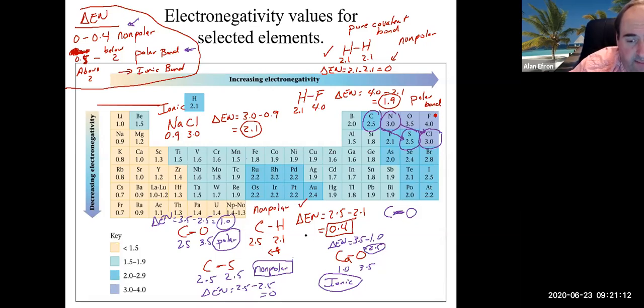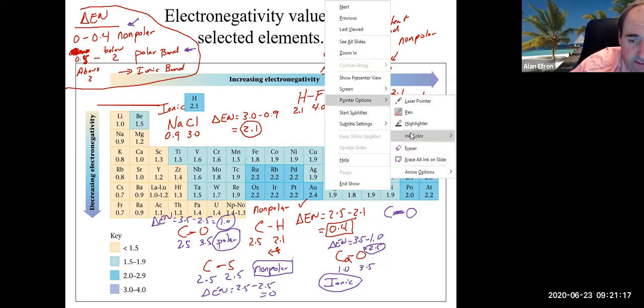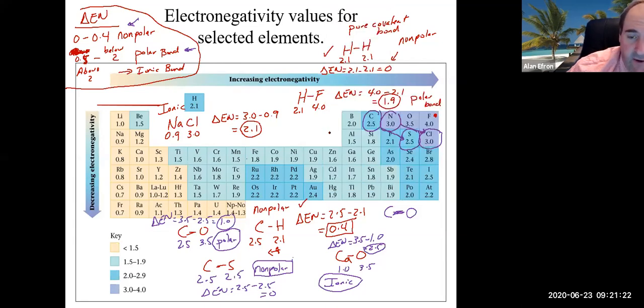When we look at the periodic table between these two elements, we see that carbon is right here and oxygen is right here. They are in the same period on the periodic table. If you remember, the general trend in electronegativity is that it increases as you go to the right, which means oxygen is further to the right in that period than carbon is.